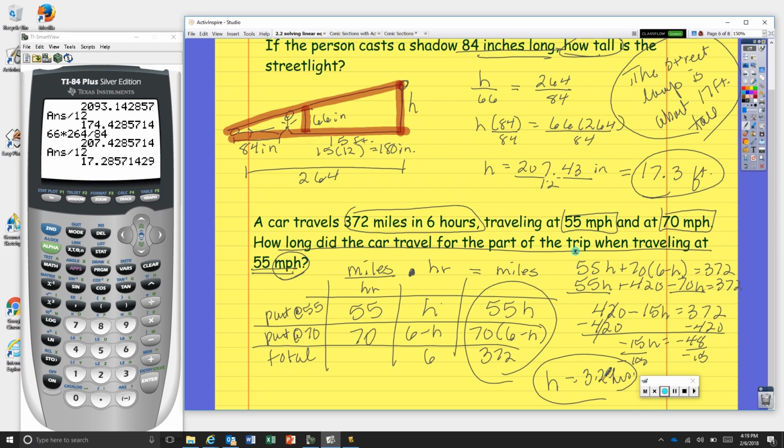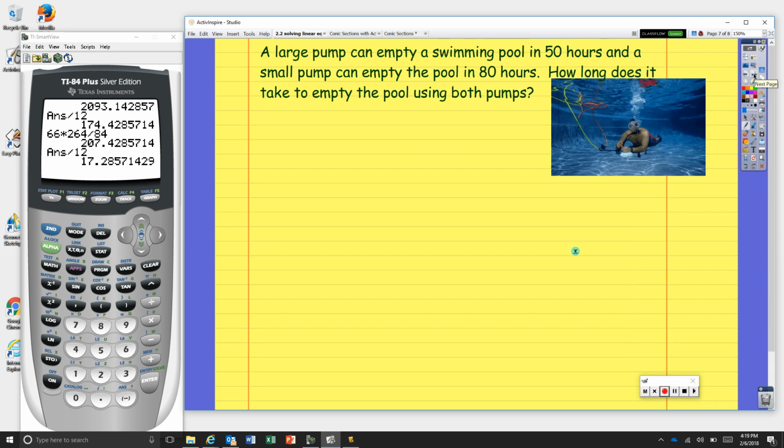Does it seem reasonable that it would take us a little longer to travel a distance at 55 miles per hour than it would at 70? That seems very reasonable. And then I have just one more problem, and it's a work rate problem. A large pump can empty a swimming pool in 50 hours, and a small pump can empty the pool in 80 hours. How long does it take to empty the pool using both pumps?